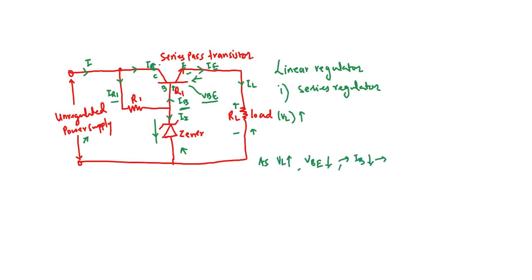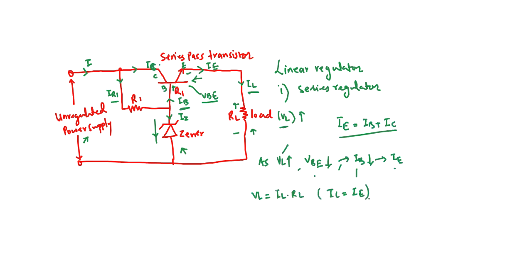It means you have less emitter current. Remember, IE is equal to IB plus IC. That's your transistor current equation. So again, VL goes up, VBE goes down, IB then goes down, and IE goes down. So IL goes down. If IL goes down, it means the drop across the resistor RL, which is VL, goes down, because VL is equal to IL times RL, and IL is equal to IE.